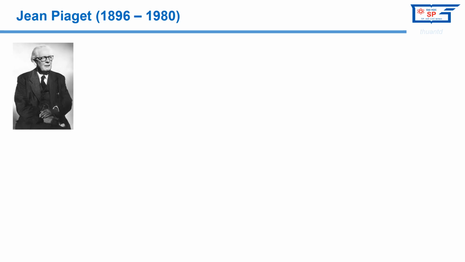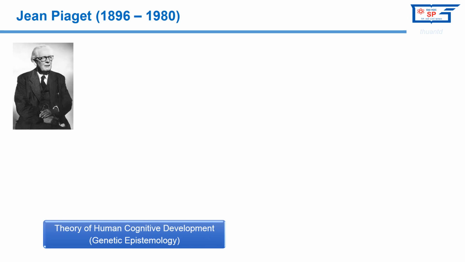Jean Piaget was a Swiss psychologist and epistemologist who focused on child development. He is famous for his theory of cognitive development, which is also known as genetic epistemology. According to Piaget, cognitive development results from the interplay between innate capabilities (nature) and environmental influences (nurture). Children progress through 4 distinct stages, each representing varying cognitive abilities and world comprehension.